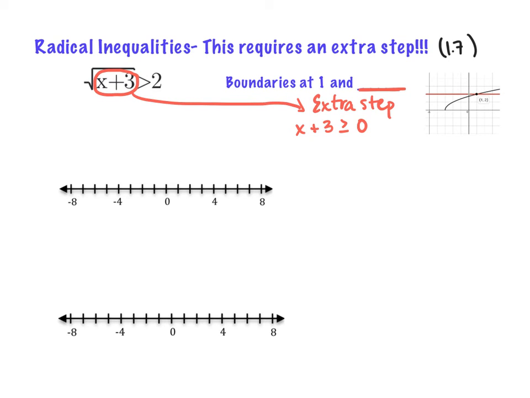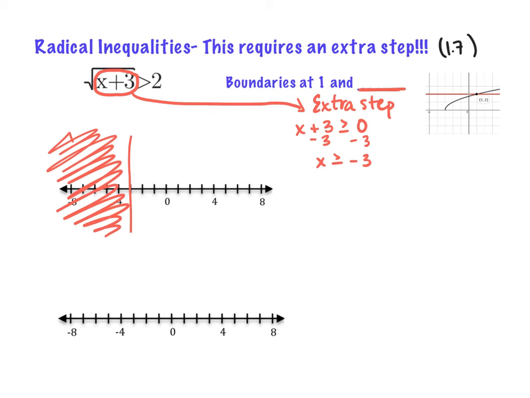This is only for radical inequalities, but you have to do it. So I'm going to solve that inequality, -3, -3. So we know that x has to be greater than or equal to -3. That's called a domain restriction. It is just to make sure that everything under the square root sign stays positive.